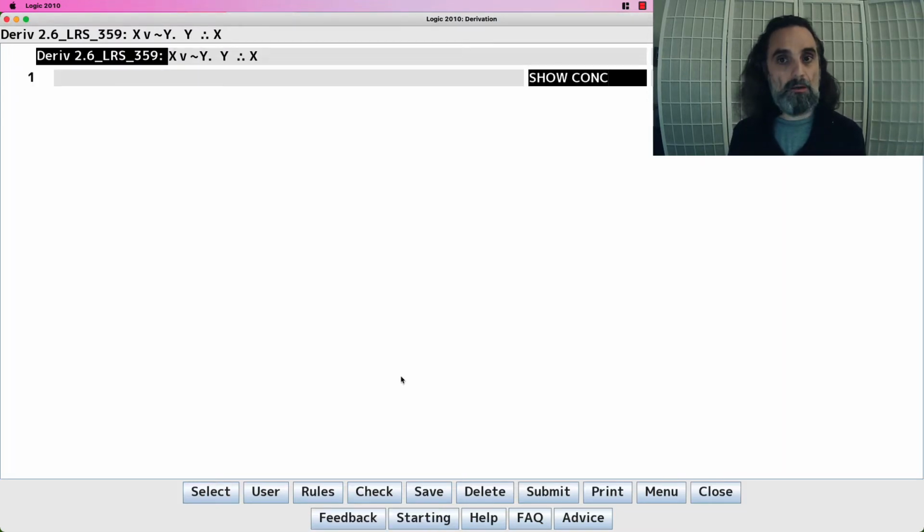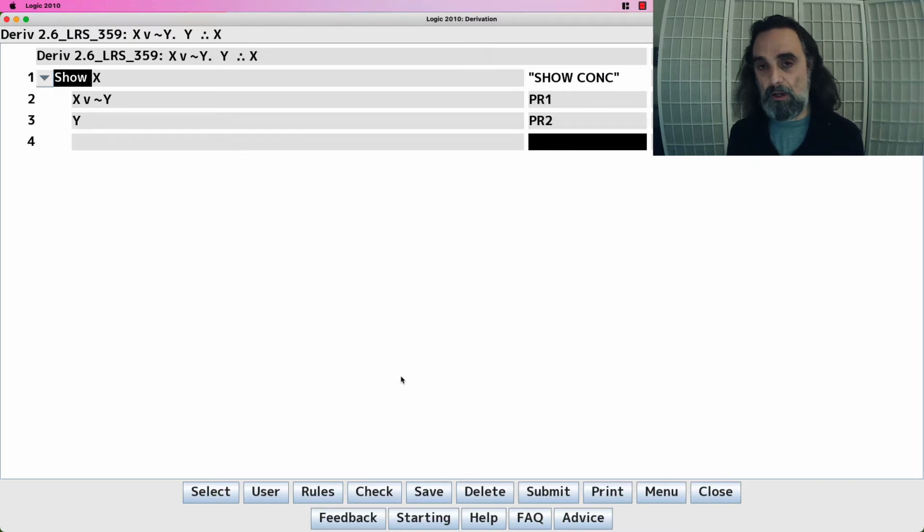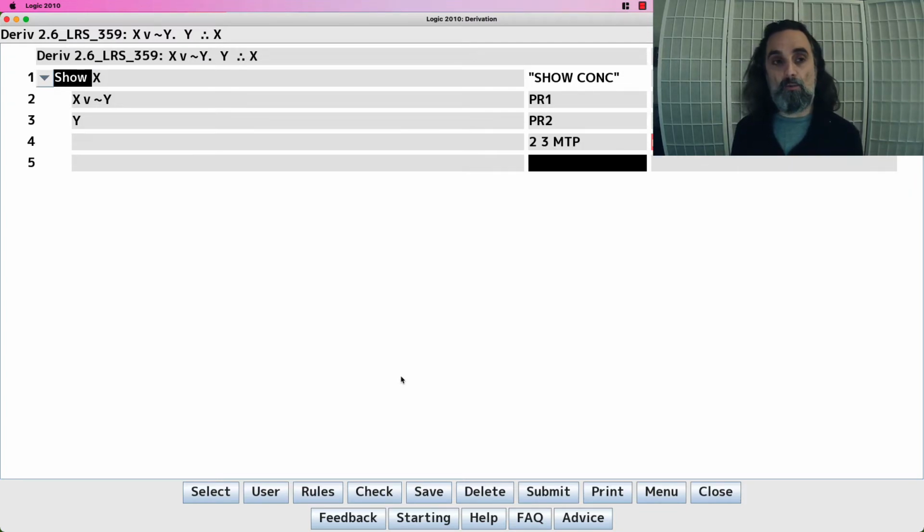All right, let's take a look at this one. So again, simple enough that we're not going to need to make an indirect assumption. We have x or not y, and we have y. So we want to get x, so let's do 2, 3 MTP. Oh, that doesn't work. Why does it not work?